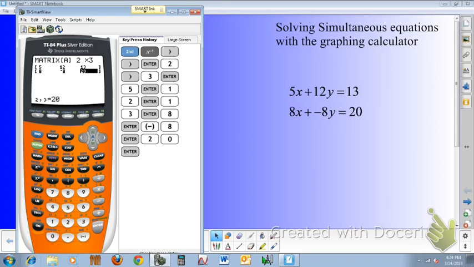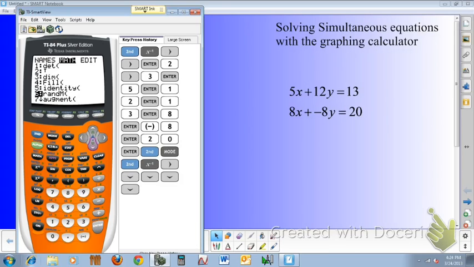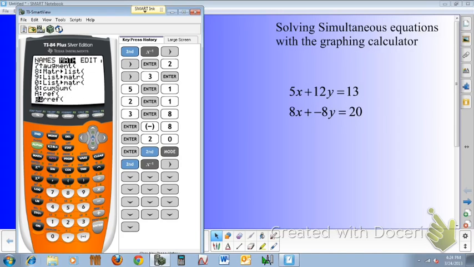Now at this point you have to exit out of the matrix function, so we hit second quit, and then we go back into the matrix. And we go over to where it says math. We only go that far down, and we scroll down until you see something called RREF. And you hit enter, RREF.